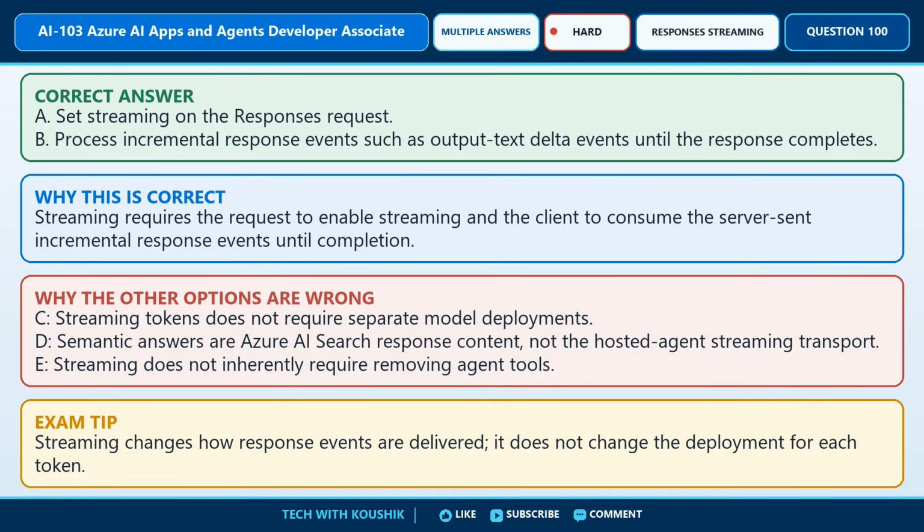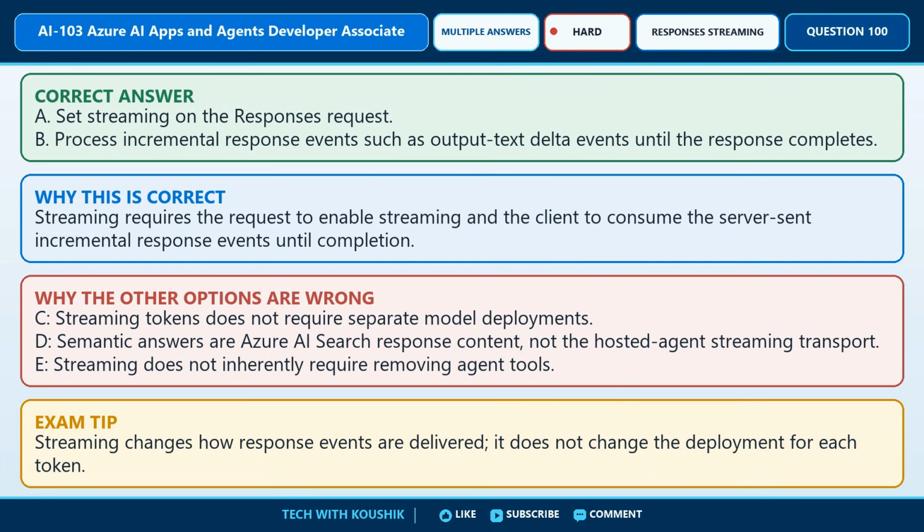Select Option A, set streaming on the responses request, and Option B, process incremental response events such as output text delta events until the response completes. This is correct because streaming requires the request to enable streaming and the client to consume the server-sent incremental response events until completion. The other choices do not satisfy the requirement because C.